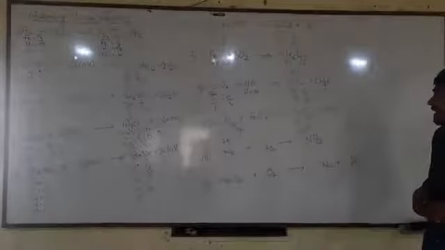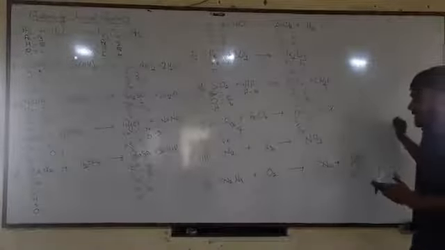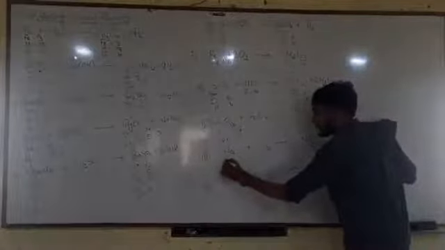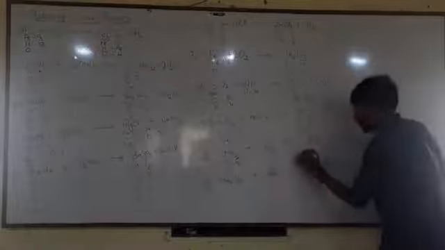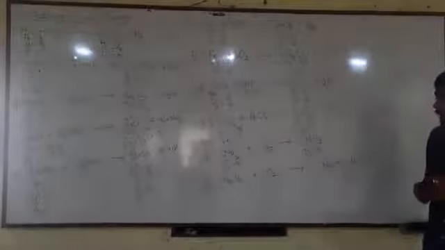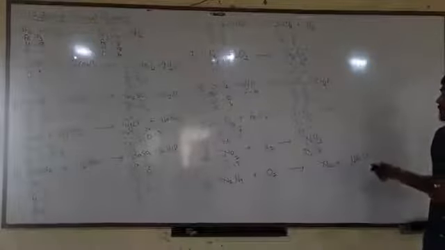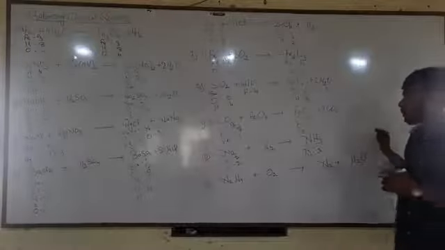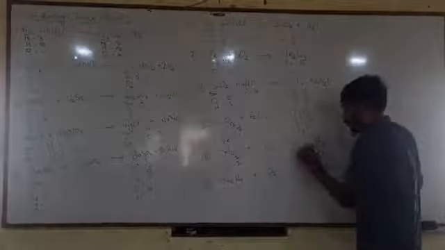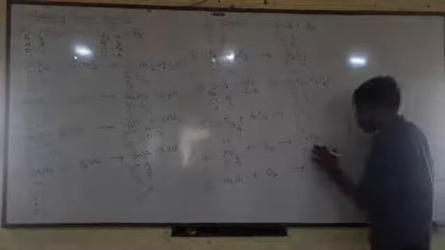Let us move on to the next sum, that is N2 plus H2 gives NH3. Fine. Here I am having N2, H2, and over here N1, H3. So what we will do? N2 and H2 gives NH3. So what we can do? We can add 2 over here. So this becomes 2 nitrogen.